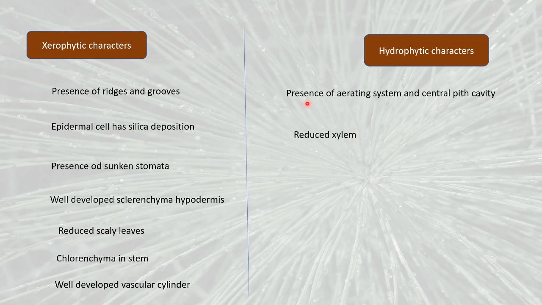So these characters reflect towards its adaptation to hydrophytic habitat, and those reflect towards its adaptation to xerophytic habitats. And as I told before, equisetum can grow in various kinds of habitat like damp, shady, marshy. So these characters become useful to equisetum in surviving such habitats, right?